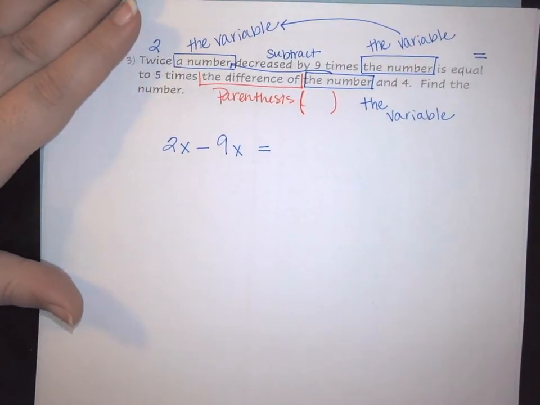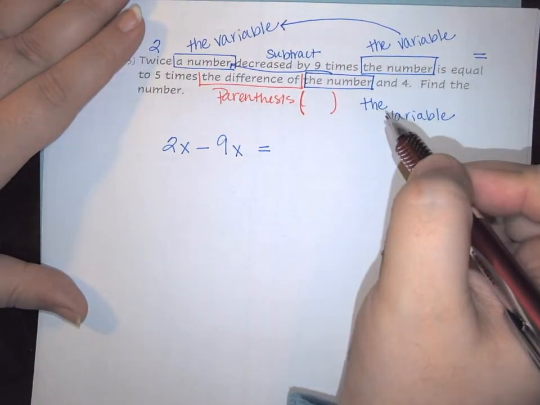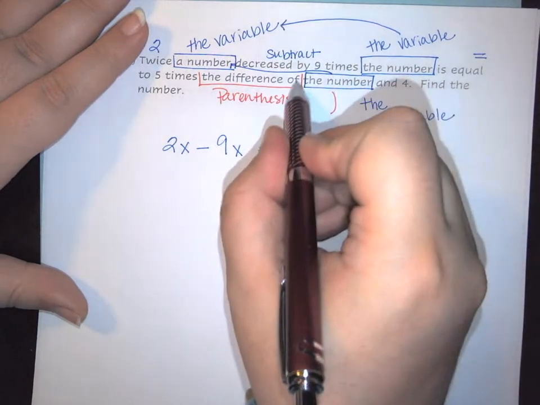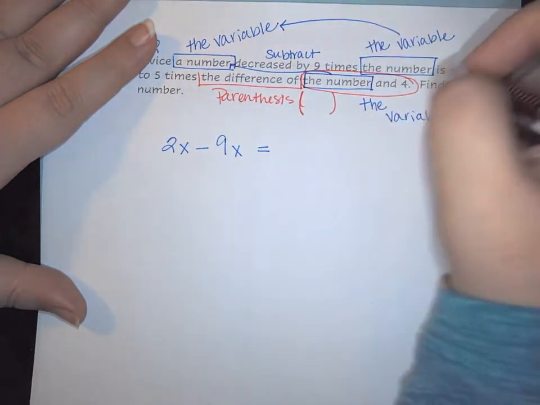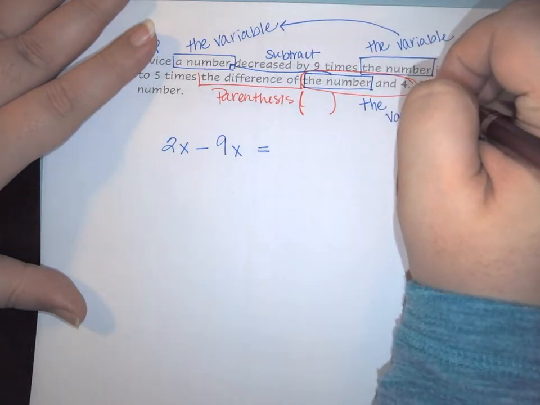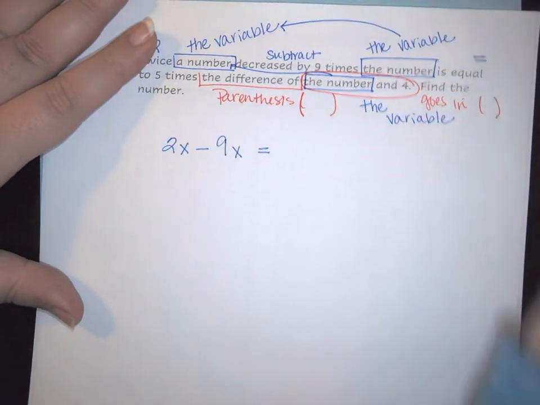Now the other thing that we need to know about it is that what goes into the parentheses is this stuff here in the back. So this piece right here, the number and 4, goes in the parentheses.